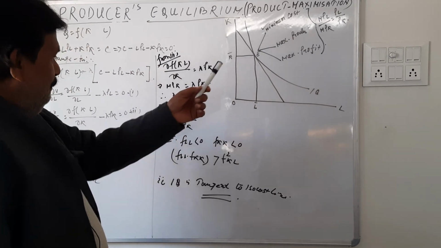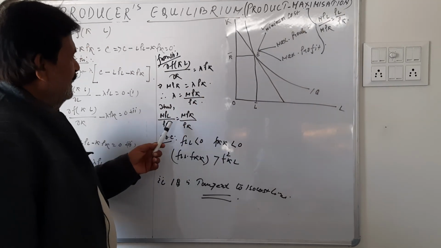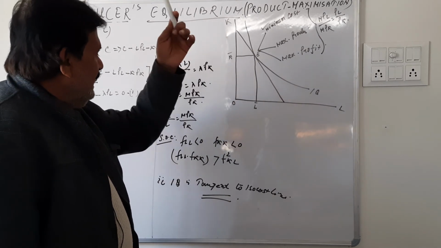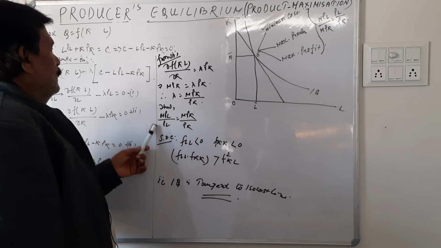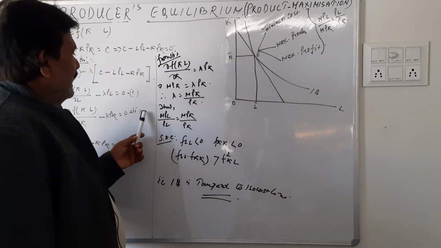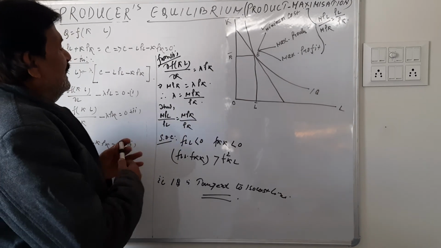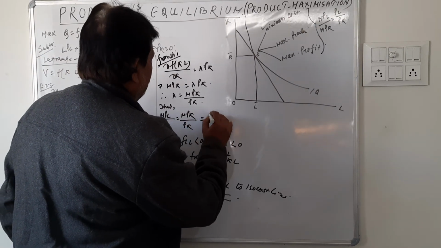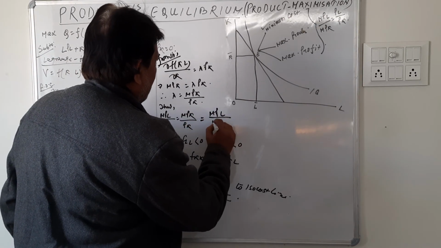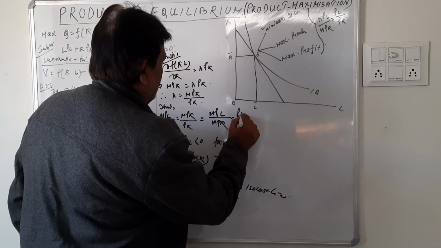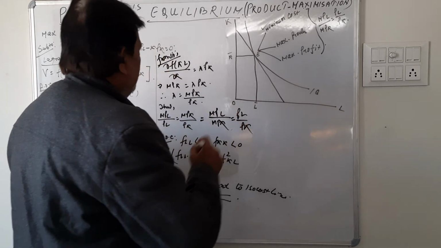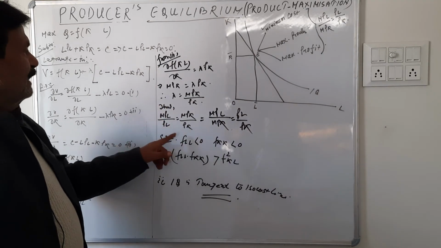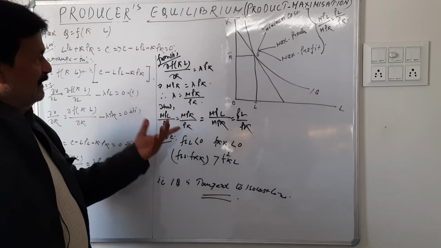Thus we have reached the same conclusion and the same condition: at the point of tangency, that is at point E, this equality holds, that is, the ratio of marginal productivities is equal to the price ratio, MPL by MPK equals PL by PK, or this could be expressed as MPL by PL equals MPK by PK. Both are the same statement.